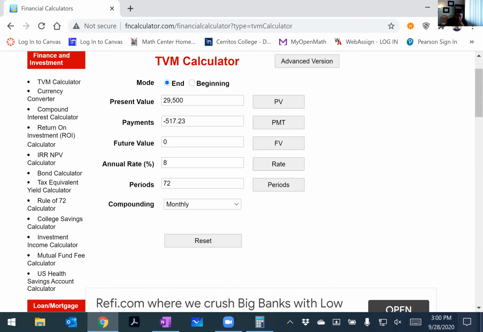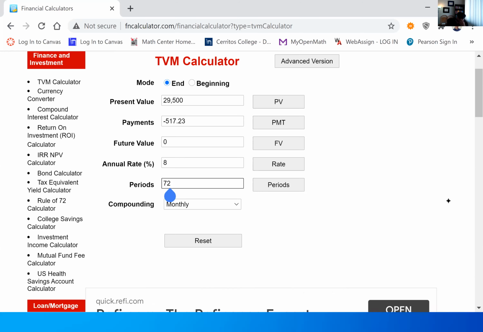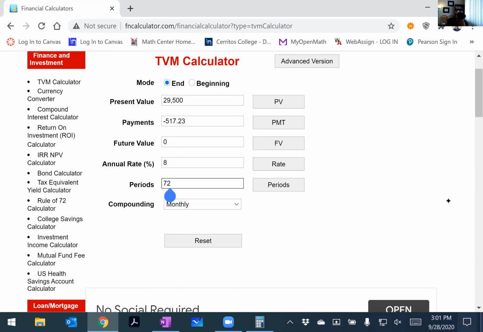And it's like, no, this is the wrong way to go. You do not want to go this way. This is how they're going to try to screw you over. What you want to do is go the other way, which is don't mess with the number of payments. What you want to do is mess with the value of the car.